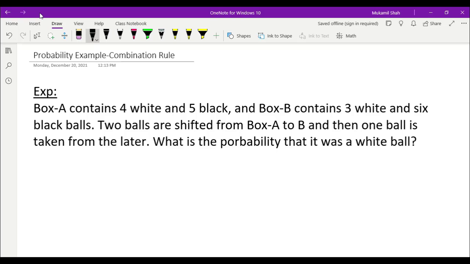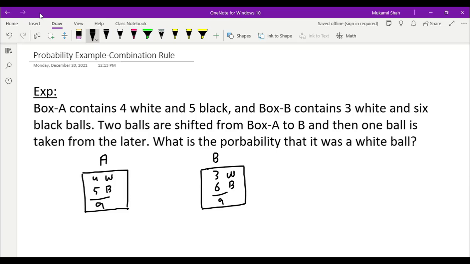So clearly we can summarize this data as follows. This is the initial information. Box A contains 4 white and 5 black balls, so the total balls in box A is 9. And box B contains 3 white and 6 black balls, so the total number of balls in box B is also 9. Now we are shifting 2 balls from A to B, so the total number of balls in A will be 7 and in B it will be 11.